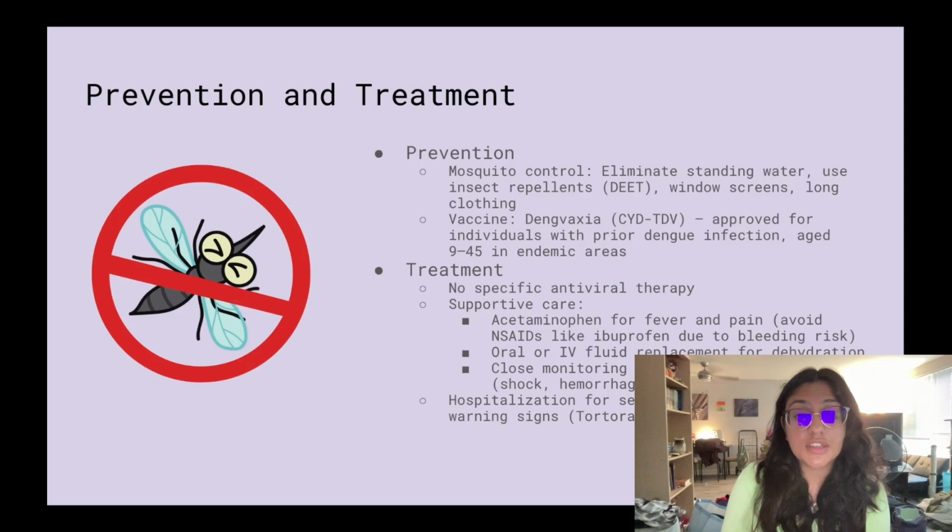A dengue vaccine is approved in some countries for individuals aged 9 to 45 years who have confirmed prior dengue infection and live in endemic areas. However, it's not recommended for those without prior exposure due to the risk of more severe disease upon later infection.